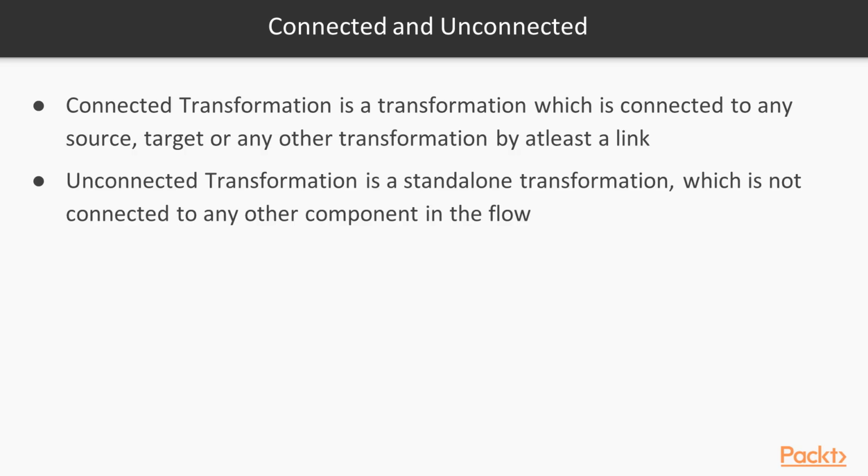Let's look at connected and unconnected transformations. A transformation is said to be connected if it's connected to any source, any target, or any other transformation by at least a link. If it's not connected by any link, it's unconnected. Only lookup and stored procedure transformations can be connected and unconnected. The rest of the transformations are connected. In this video, we spoke about classifications of transformation.